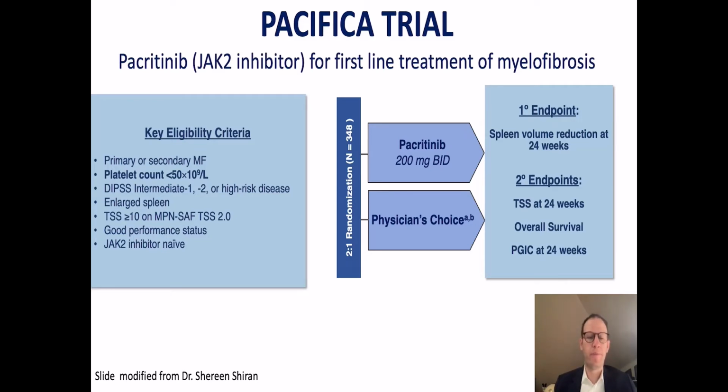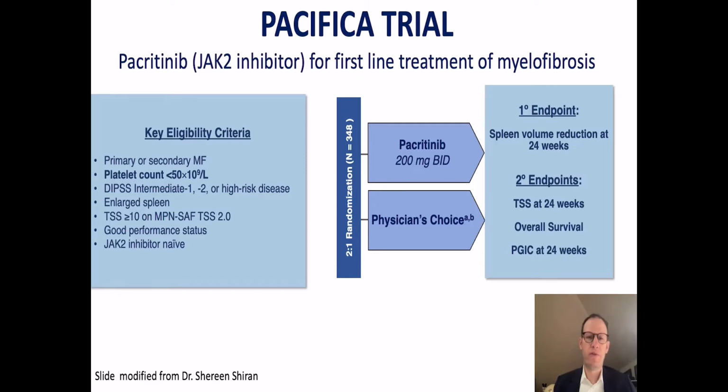The patient has to be symptomatic, so the DIPSS score is just a measure of how risky, or advanced, if you will, the disease is. The patient has to have an enlarged spleen and have some symptoms. And the TSS is just a score that we can use to measure symptoms. Patients have to have a good performance status and have not received any Jakavi or fedratinib or any other JAK2 inhibitor. So this is a randomized study.